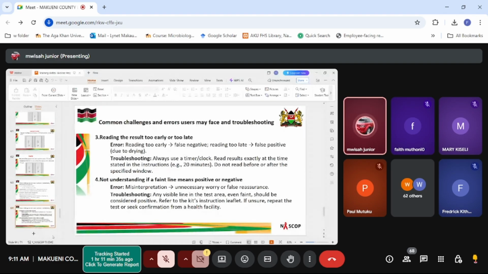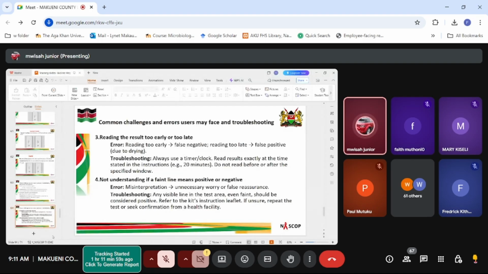Reading the results too early or too late: the error of reading too early is a false negative. Reading too late, you get a false positive due to drying. And troubleshooting: always use a timer or a clock. Read results exactly at the time stated in the instructions, e.g. 20 minutes. Do not read before or after the specified window.